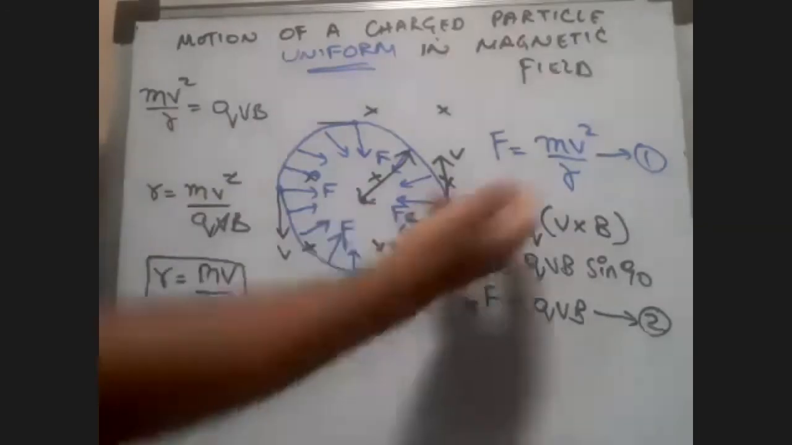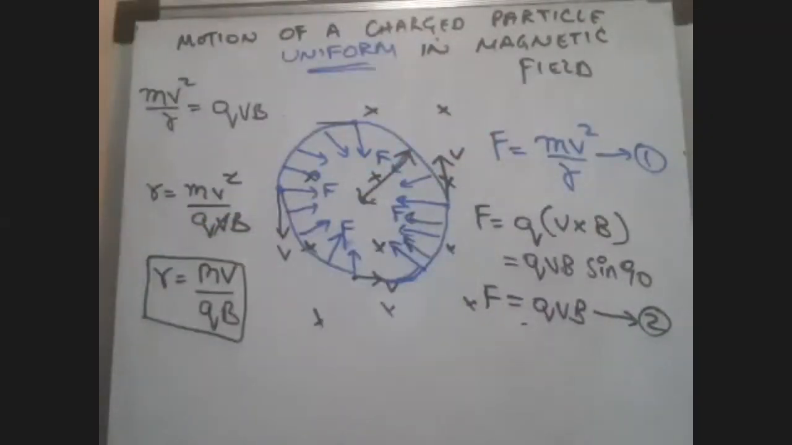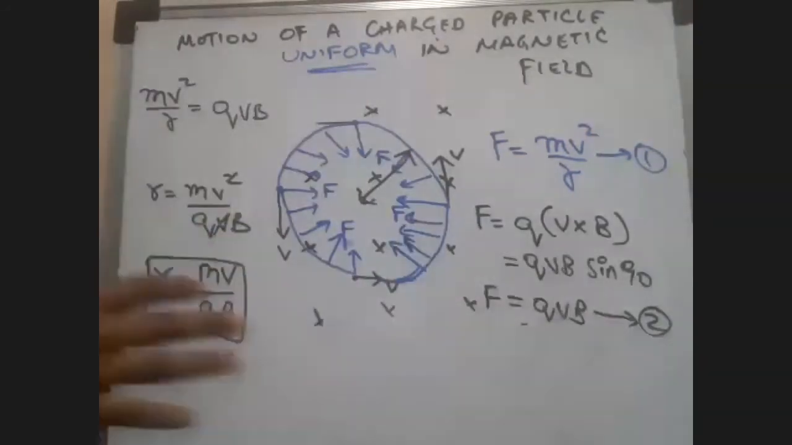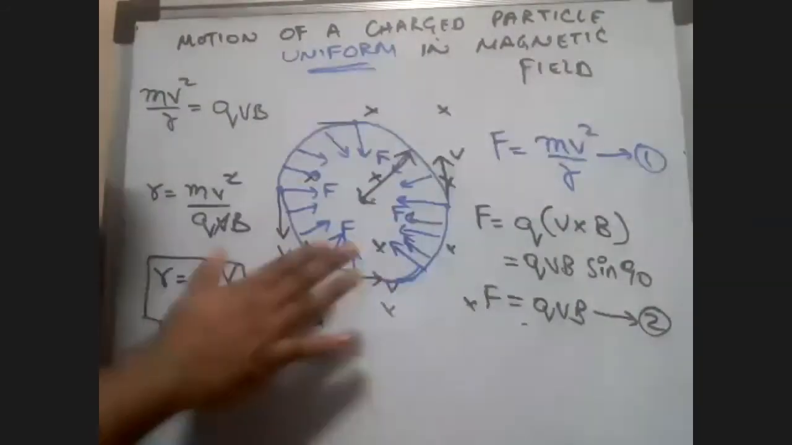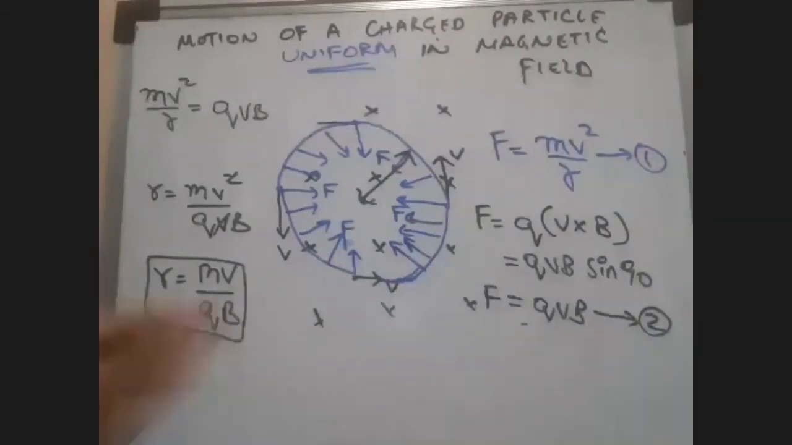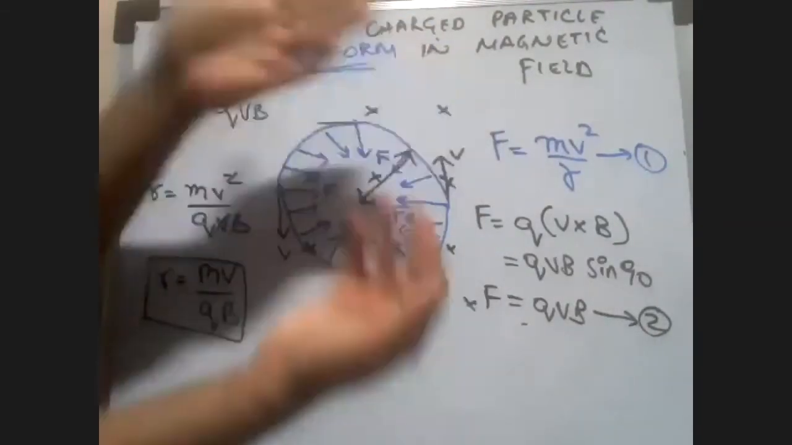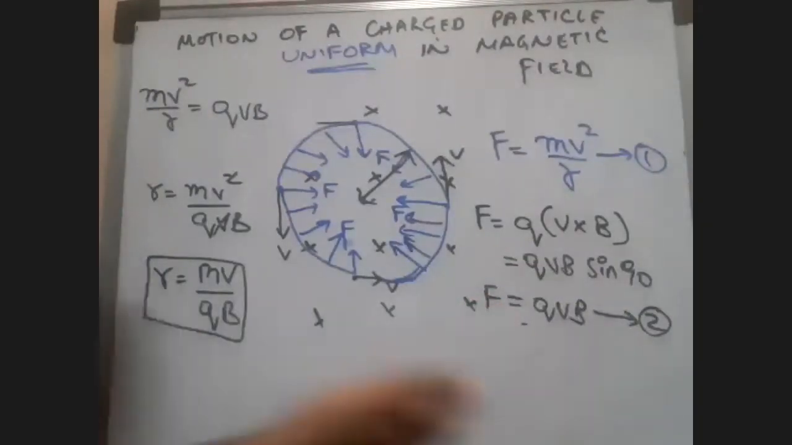Now you know the formula because you've been using it 1,000 times. F is equal to mv square by r. Now what else we know? That the force on a charged particle in a uniform magnetic field is some charge q, which we are considering, into v cross b. You find out the angle between v and b, you got sine 90. F is equal to qvb. And then what you did is basically you related kinematics with magnetism.